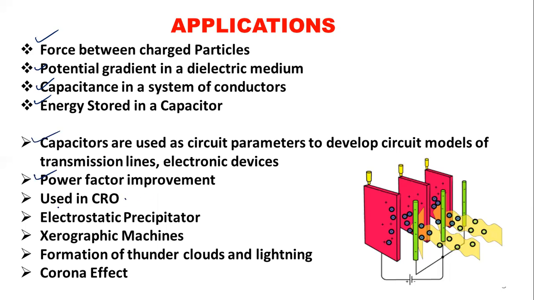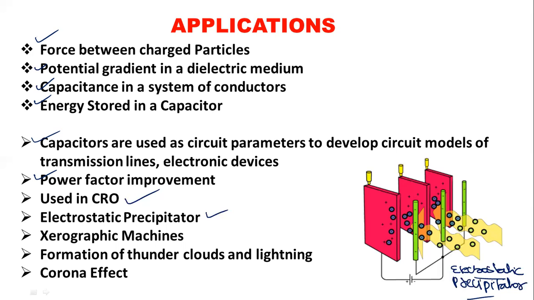The cathode ray oscilloscope which you are using in your lab has applications of electrostatics. Then there is the electrostatic precipitator. What happens in an electrostatic precipitator is precipitation, meaning the removal of dust and unwanted particles. It is used to remove ash and dust particles from the exhaust.